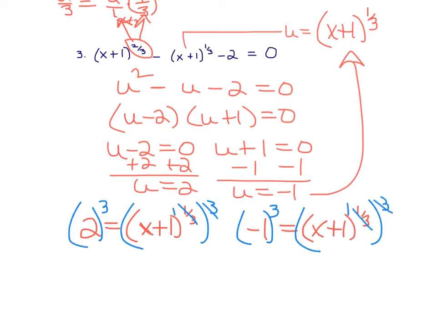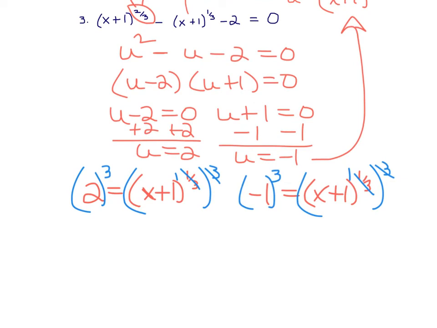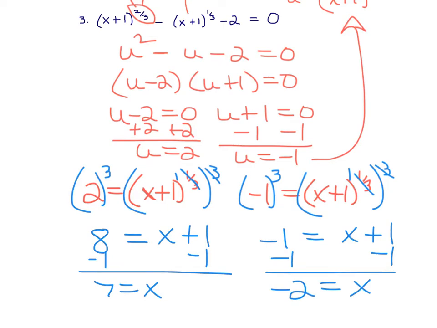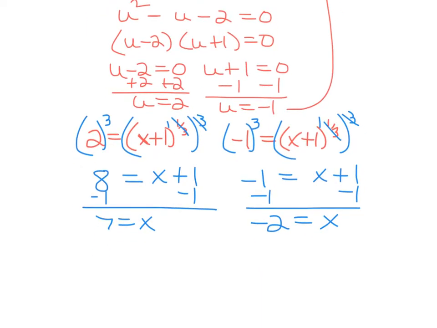This side, I actually have to figure it out. 2 to the 3rd power is 8 equals x plus 1. Subtract 1, x equals 7. Over here, -1 to the 3rd power is -1. Move the 1, x equals -2. Again, it was a cubed root, so they're both going to work, even the -1.